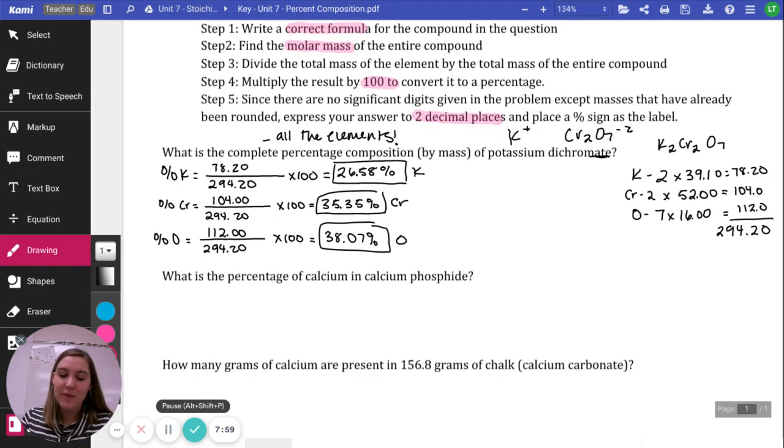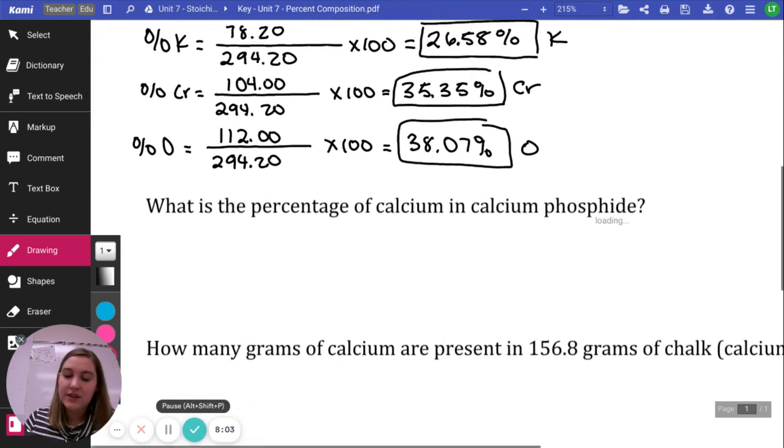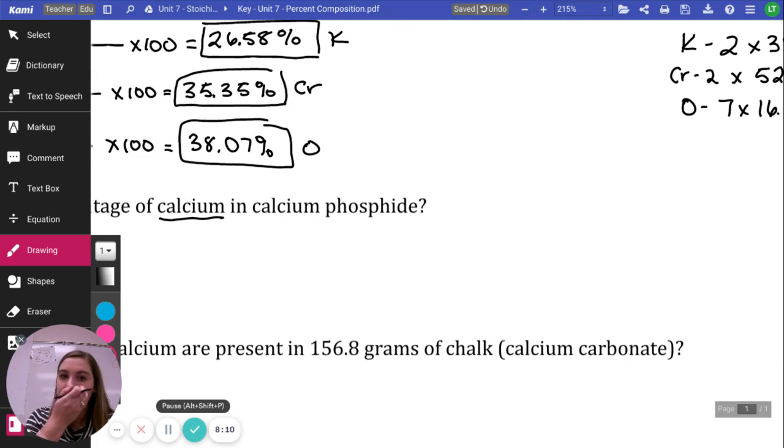Okay, so for our next problem, it says, what is the percentage of calcium in calcium phosphide? So this time we're just finding it for a single element instead of for the whole compound. All right, so we have calcium phosphide. First step is to write out our formula. Calcium is Ca with a +2 charge. It is a metal, so we do have an ionic compound. We have phosphide. It ends in that "ide," which tells me that it is just a single normal element. It's not a polyatomic ion.